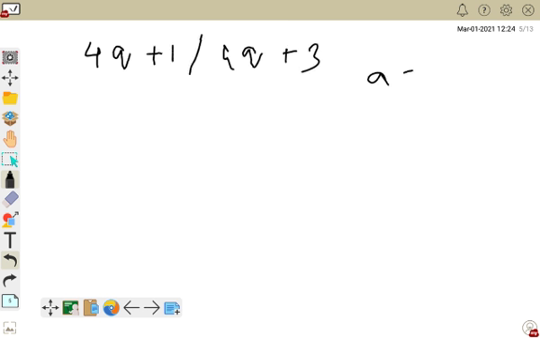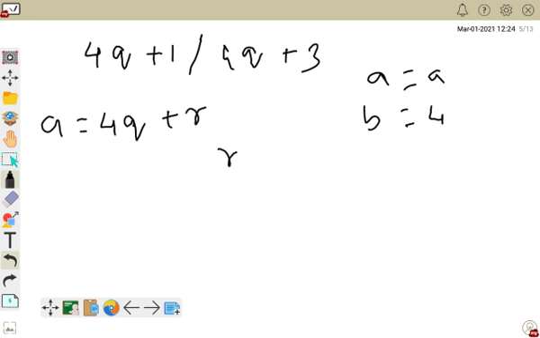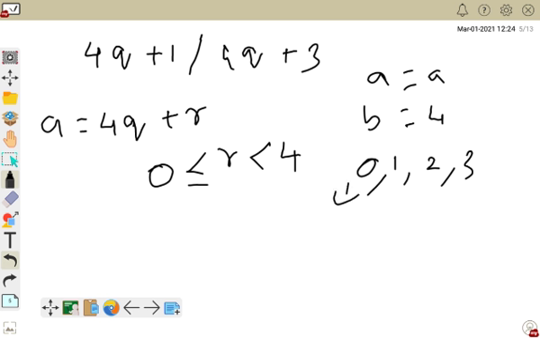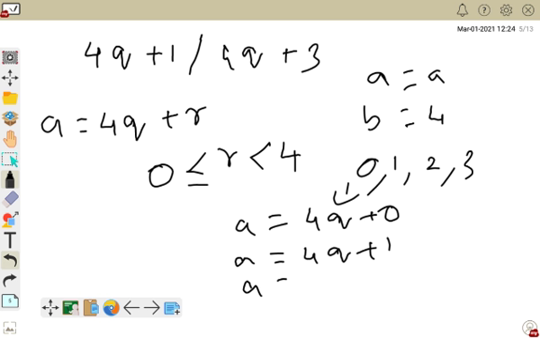So now b is equal to 4. So I can write a is equal to 4q plus r. Again r can be less than 4 but greater than or equal to 0. So r will take 0, 1, 2 and 3. When r is equal to 0, a is equal to 4q plus 0. When r is equal to 1, a is equal to 4q plus 1. When r is equal to 2, 4q plus 2.